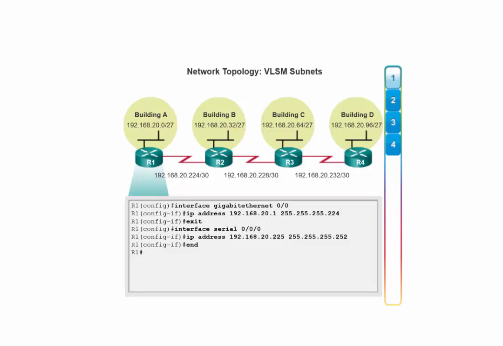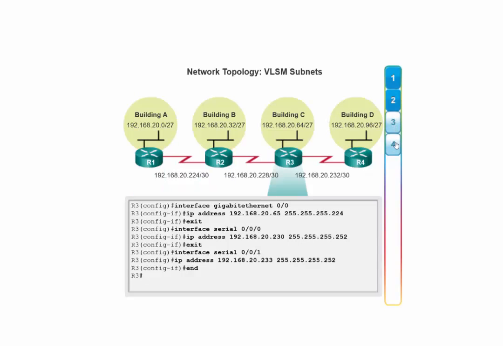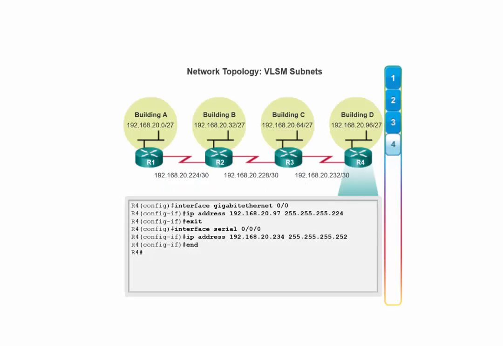This here shows how to configure the routers for variable length subnet mask subnets. For building A, building B and building C, we can configure each router and assign the different addresses to the interfaces as we can see here. You will be able to go through this in detail in the lab.